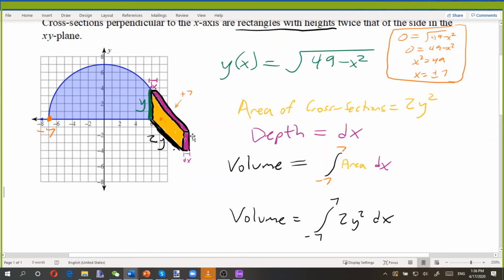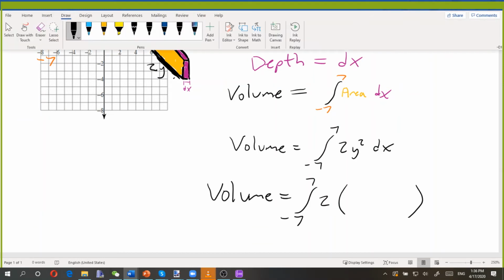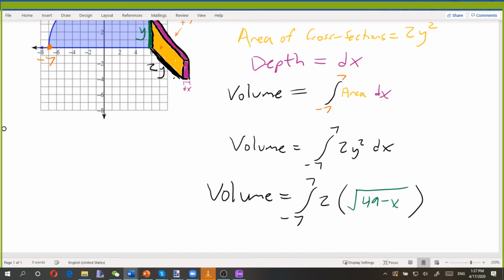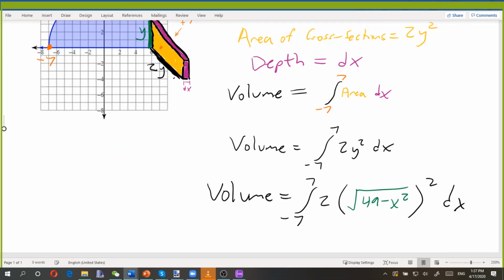Use substitution. Use the equation. Okay, I'm going to use the equation here in green. We know y is equal to square root of 49 minus x squared. So I'm just going to substitute. Wherever I see a y, I'm going to replace it with square root of 49 minus x squared. Volume is equal to the integral from -7 to 7 of 2 times the square root of 49 minus x squared, squared, in terms of x.